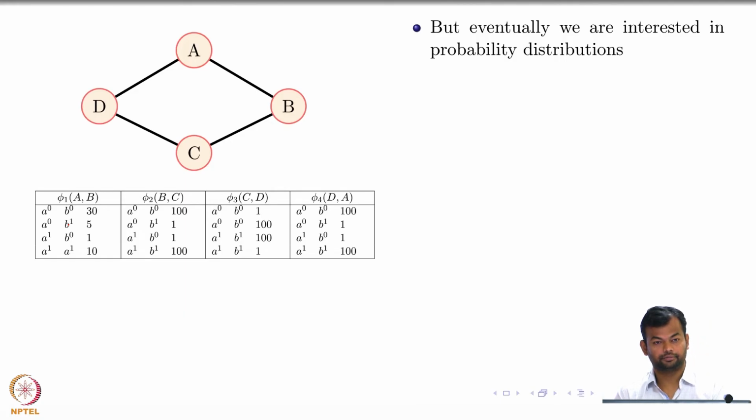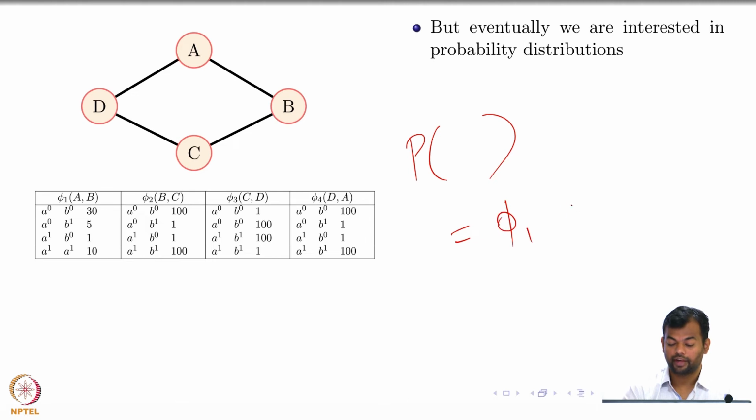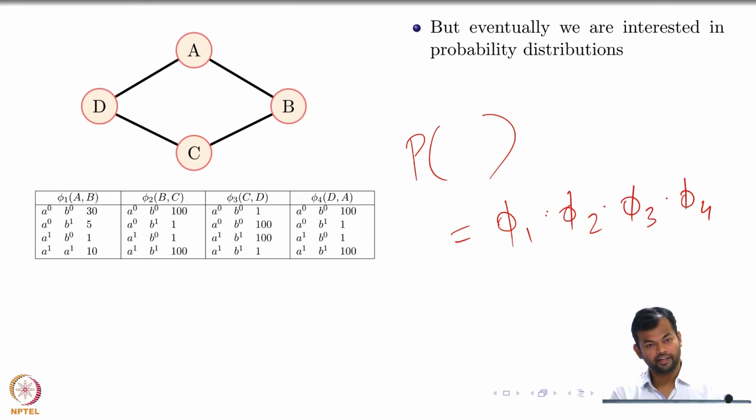How will you write the joint distribution? Can I write it as P of A, B, C, D is equal to phi 1, phi 2, phi 3, phi 4? Can I write it as that? And then what will I have to do? If I normalize this appropriately, would you be fine? I'll include a Z. What would Z be? Summation over all possible assignments for phi 1, phi 2, phi 3, phi 4. Does that make sense?